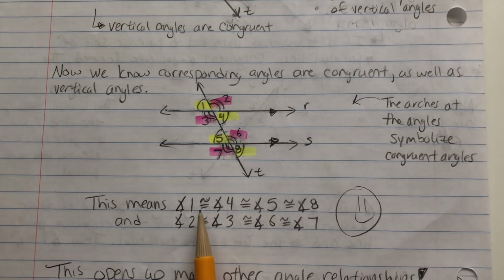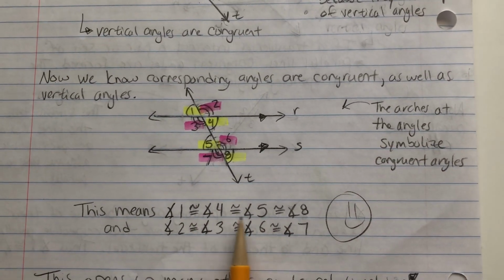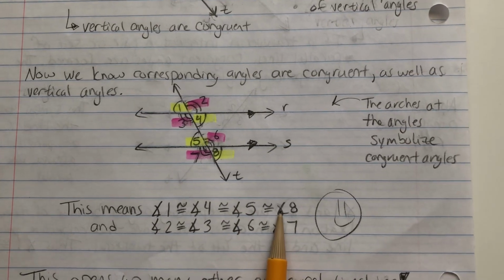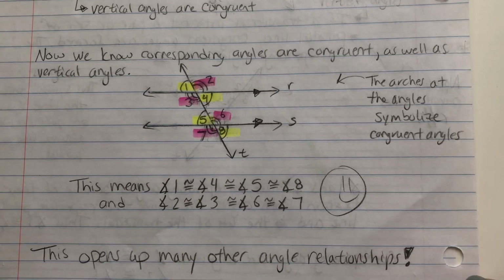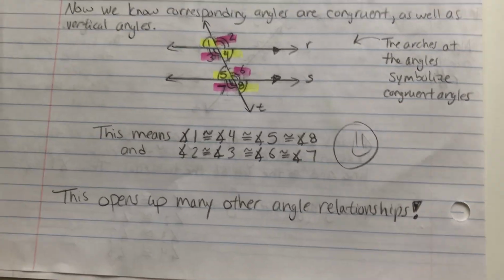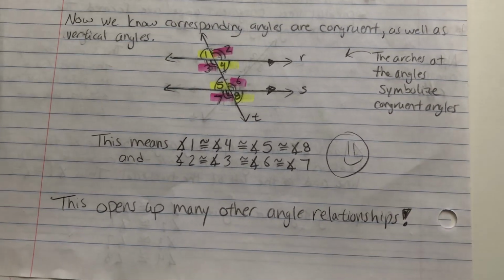And to sum it up with symbols, angle 1 is congruent to angle 4, which is congruent to angle 5, which is congruent to angle 8, and the remaining angles are all congruent as well. This actually opens up many other types of angle relationships.